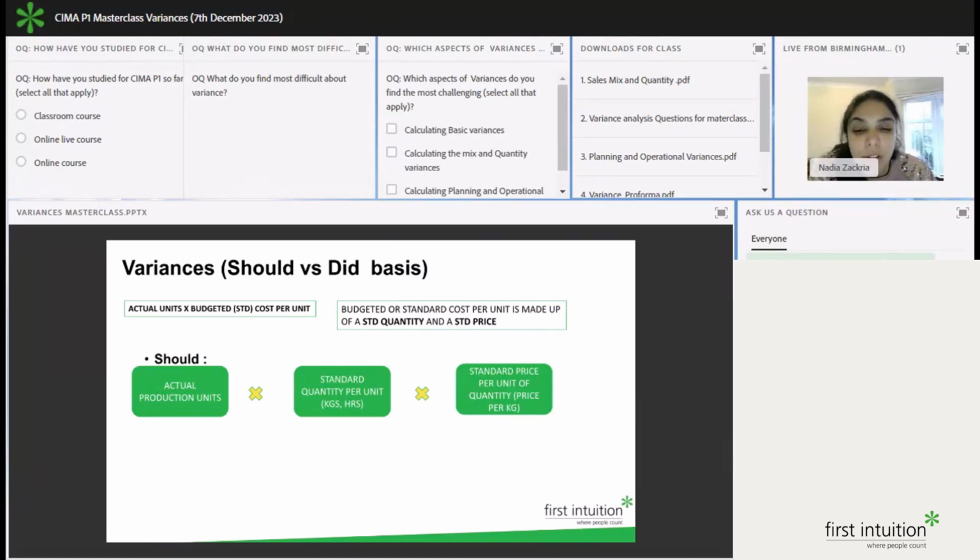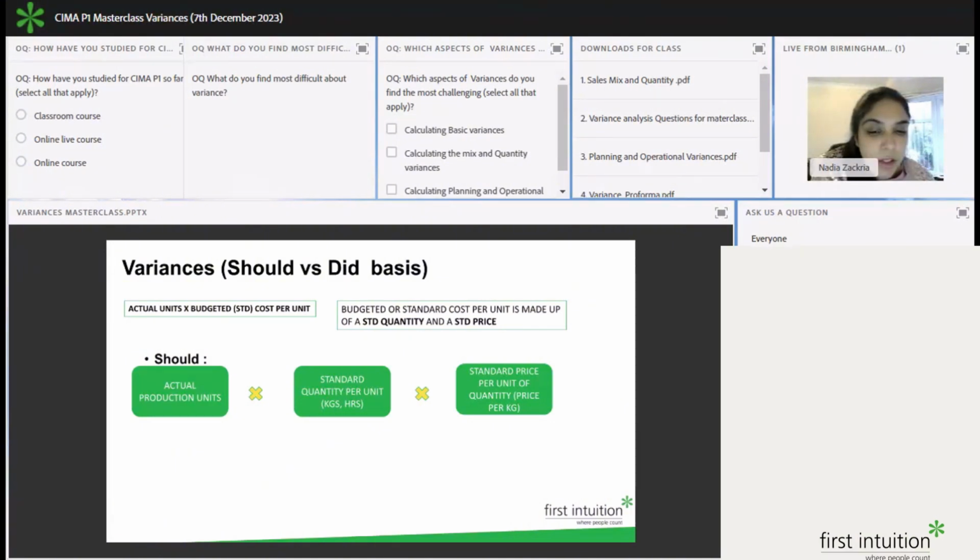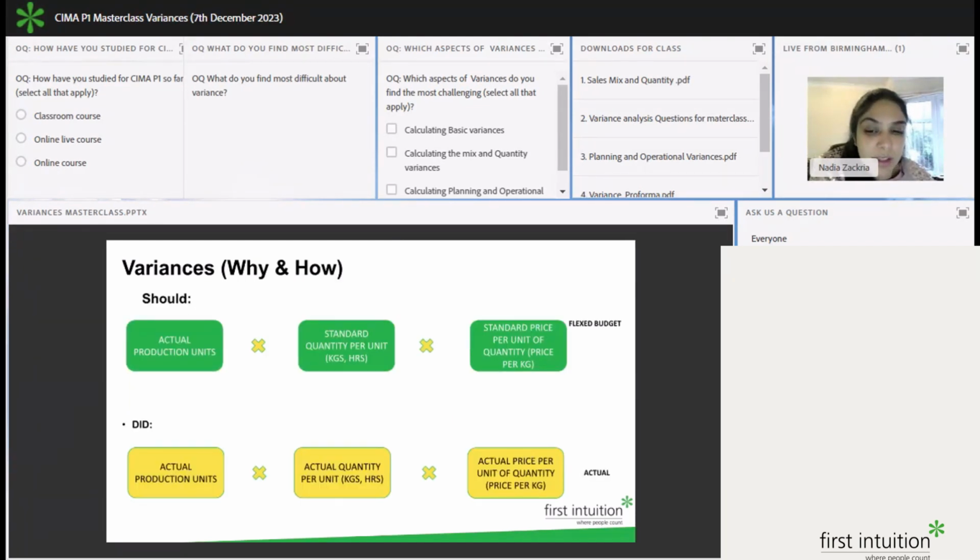So most of the information is given to you in the question. All you've got to remember is your starting point, which is the actual production units into your standard quantity per unit, into your standard price per unit. Right? Does anyone have any questions right up till here?